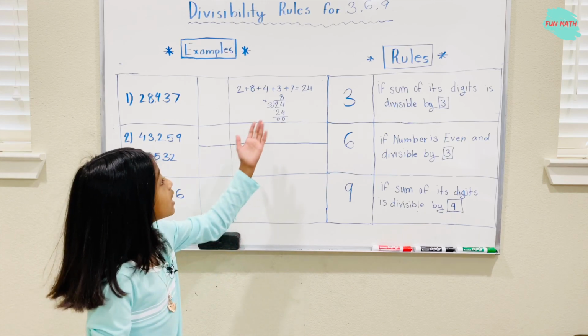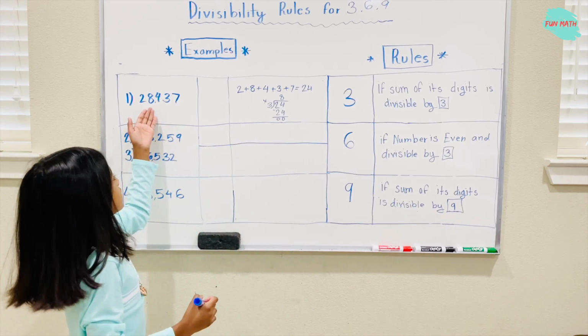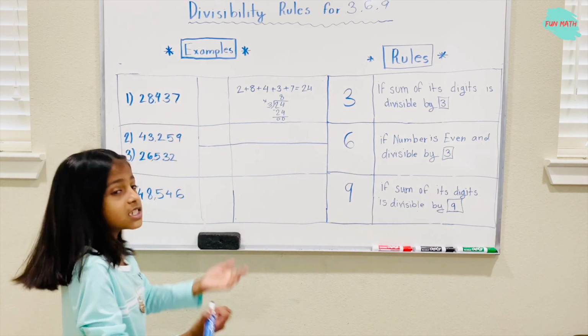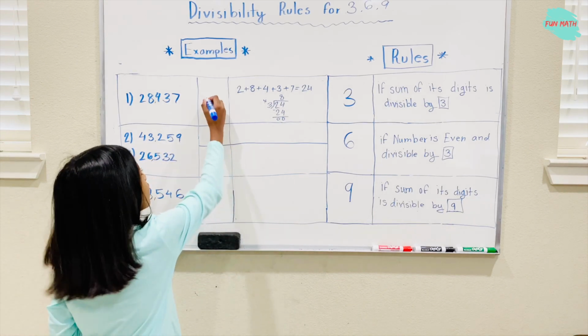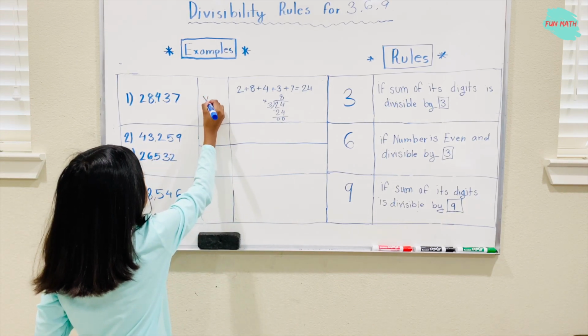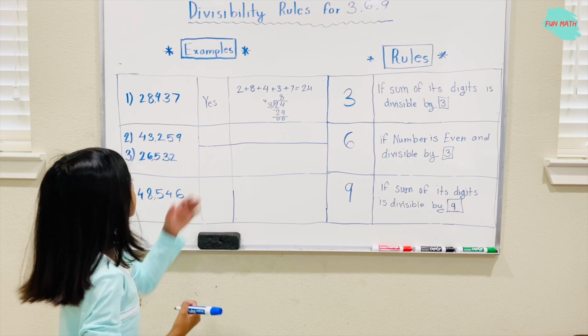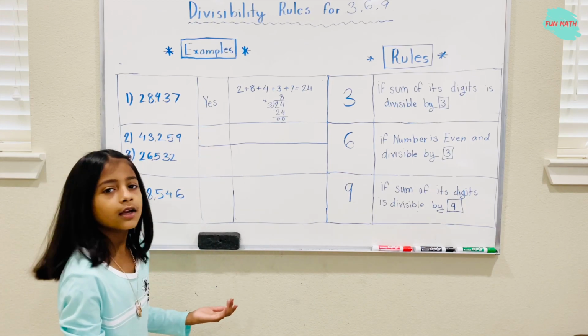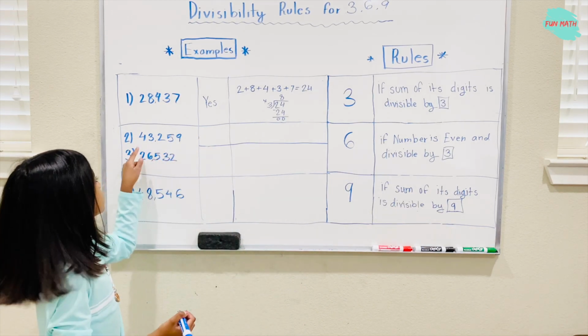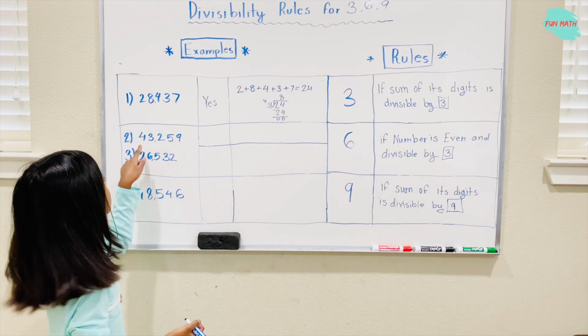That means 28,437 is divisible by 3. So we're going to write yes right here in the box. Okay, let's move on to example 2.